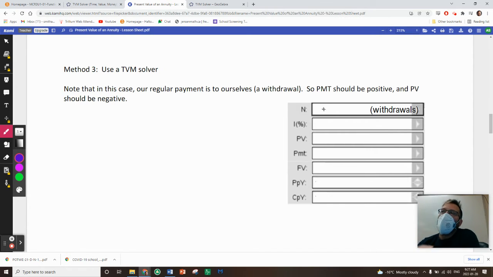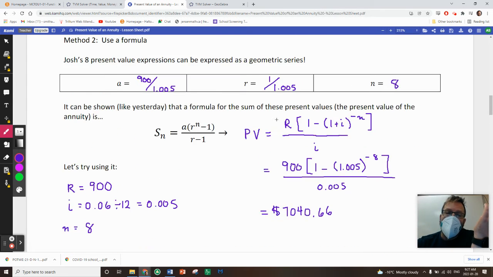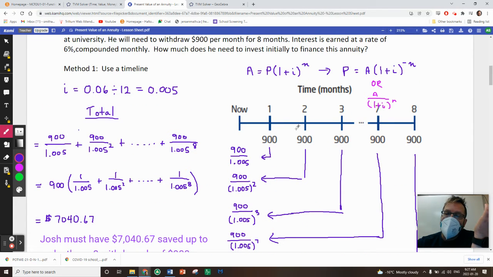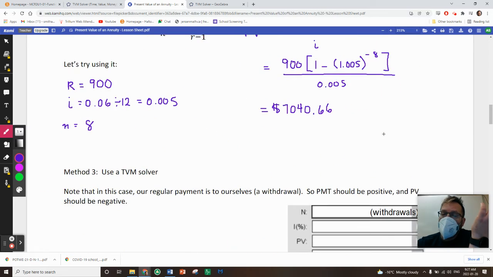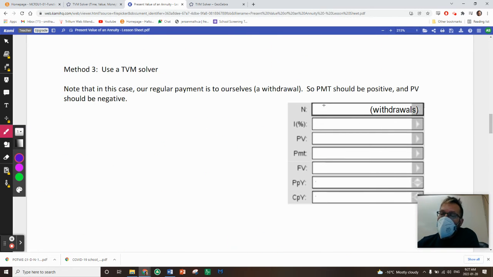So in this case, just like yesterday, N isn't the number of years, it's the number of payments. In this case, our payments are withdrawals. So N, in this case, we already know it's 8 months. So N is 8. Josh makes 8 withdrawals. In practice, if we have the years and how often we're making withdrawals, we can do a multiplication to get that.